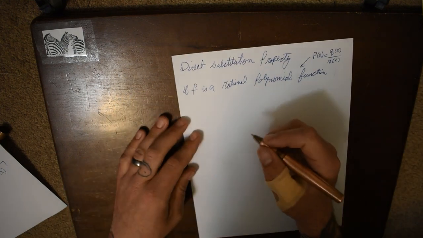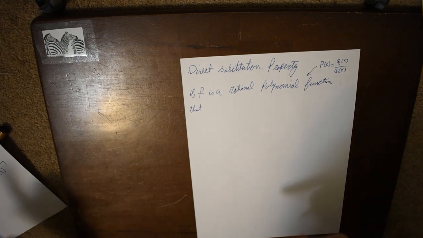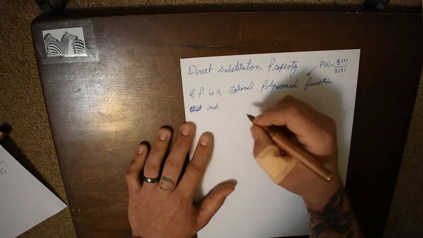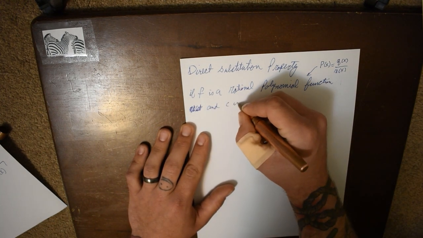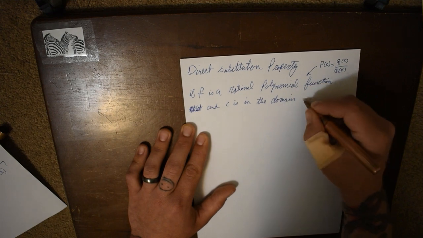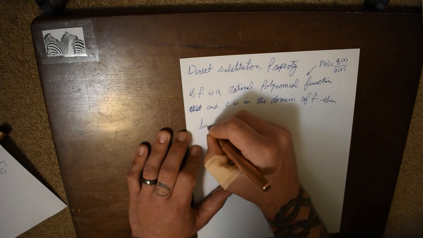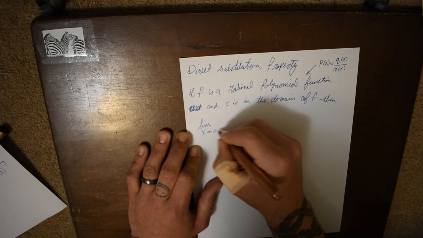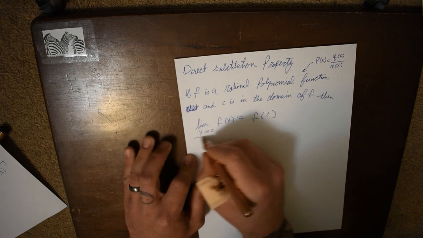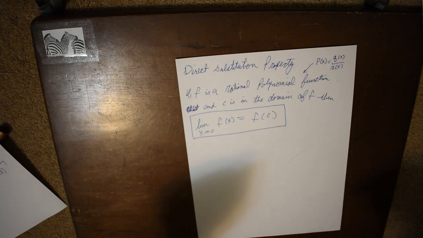So if f is a polynomial function, or a rational function, and c is some constant and c is in the domain of f, then you can just plug it in. The limit as x approaches c of f of x is equal to f of c. The direct substitution property.